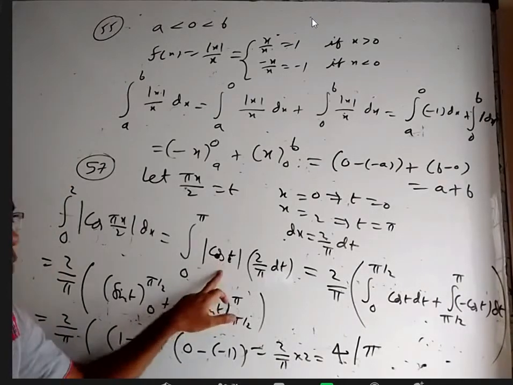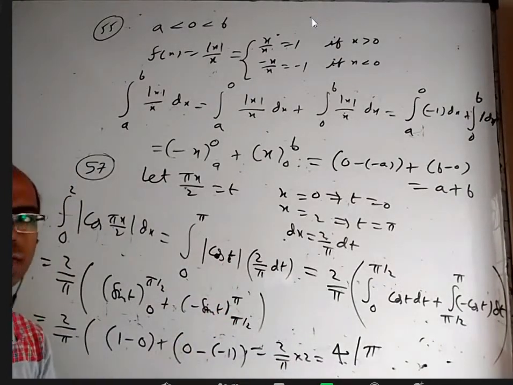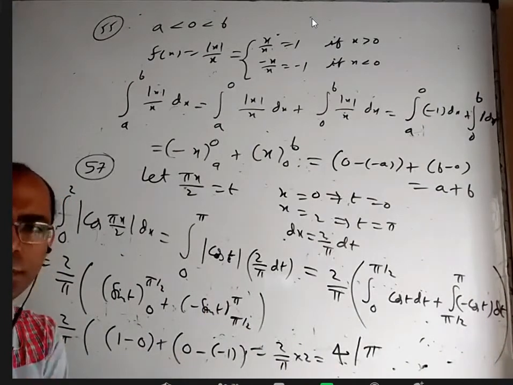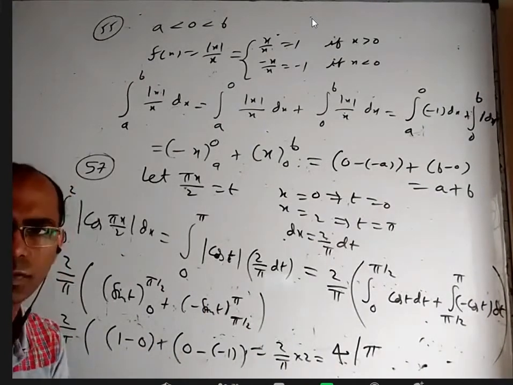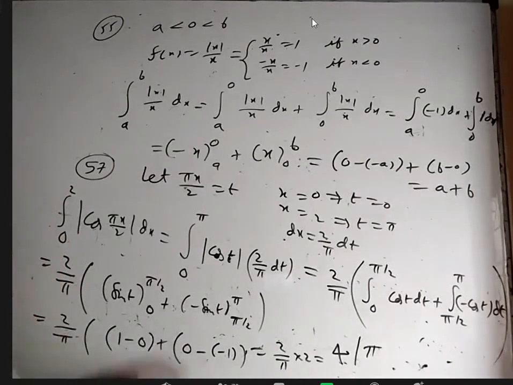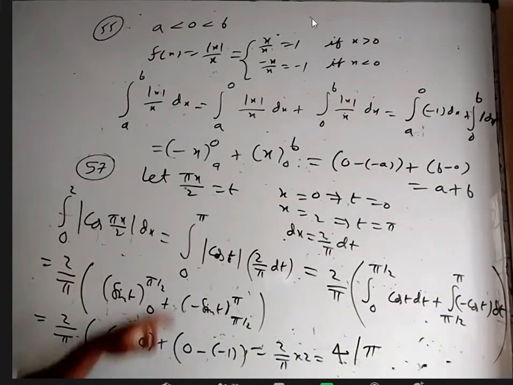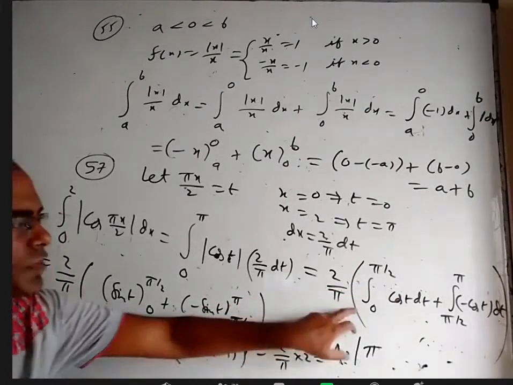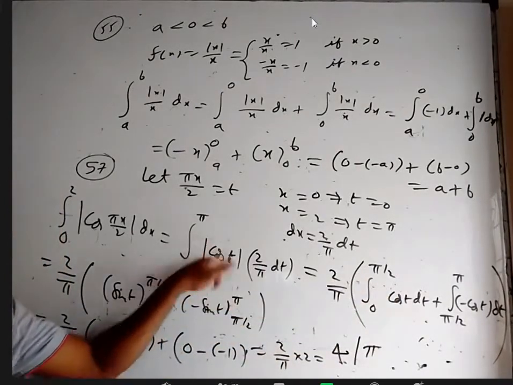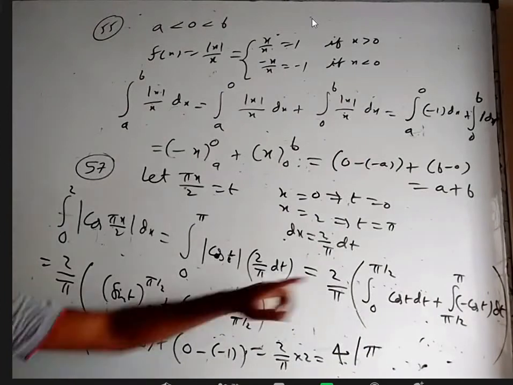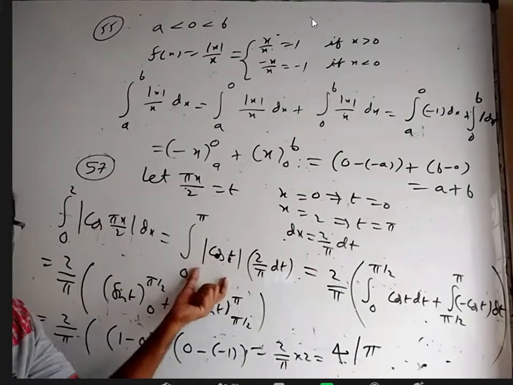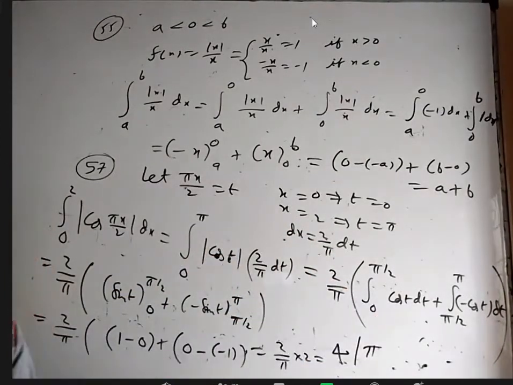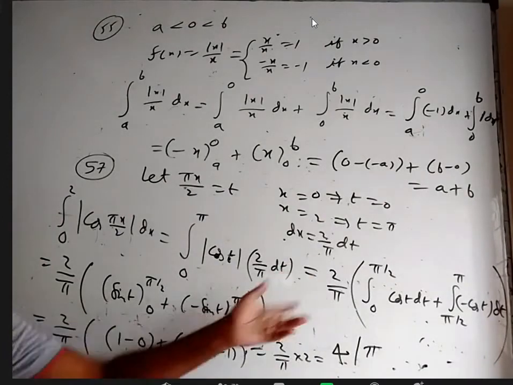So mod cos t, should I write plus cos t or minus cos t? You know, the mod x definition is when x is positive, plus x, and when x is negative, it is minus x. So it is partly positive, partly negative. So what to do? I have to break that where it is 0. At pi by 2, I have to break. Between 0 to 90, cos t is positive, mod I can remove and write plus cos t. Between 90 to 180, cos t is negative, so mod cos t will become minus cos t. And after that, just integrate normally.